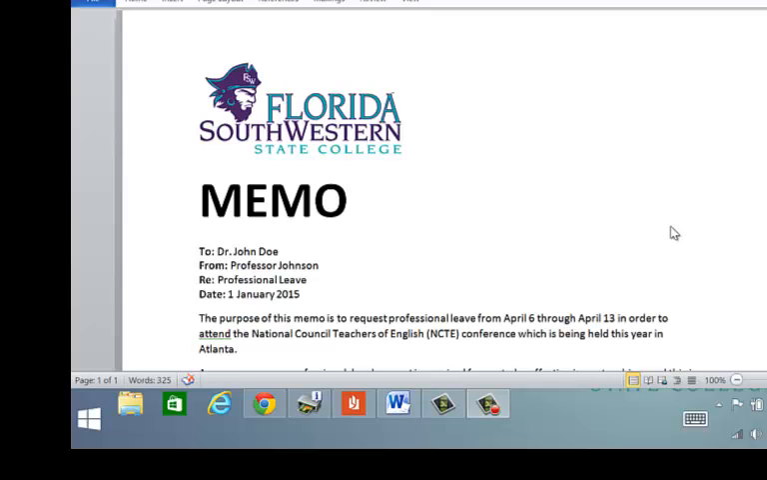Remember, for this assignment, you are asking permission to do something. You do not want to tell the reader what you will be doing. You are asking permission. So make sure that your tone in this first paragraph is not demanding. Let's take a look at the example. Notice that the purpose of the memo is stated in the first sentence.